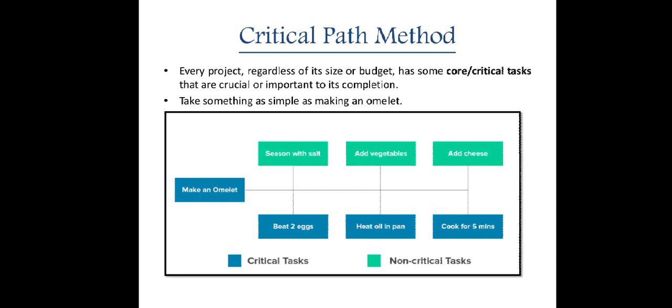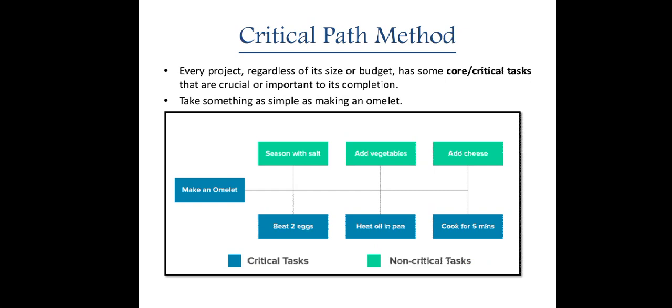Now let us take an example and understand what are the core tasks or non-critical tasks. Here I am taking a simple example of making an omelette. Let us consider making an omelette is our project. Here the activities, as you can observe in the diagram, are divided into 2 categories. Critical tasks are represented by blue color and non-critical tasks represented by green color. Critical tasks are those which are important for the project to get completed, without which the project is incomplete.